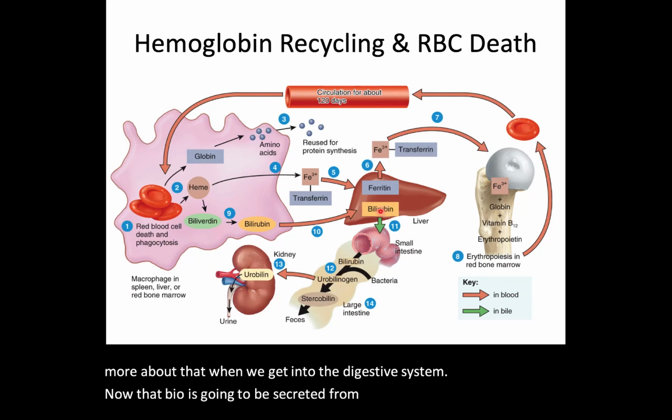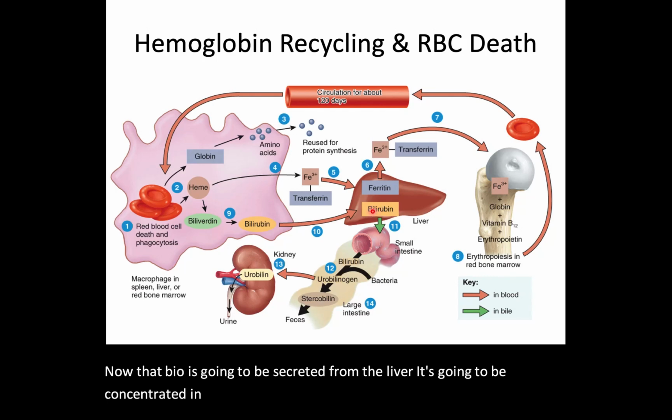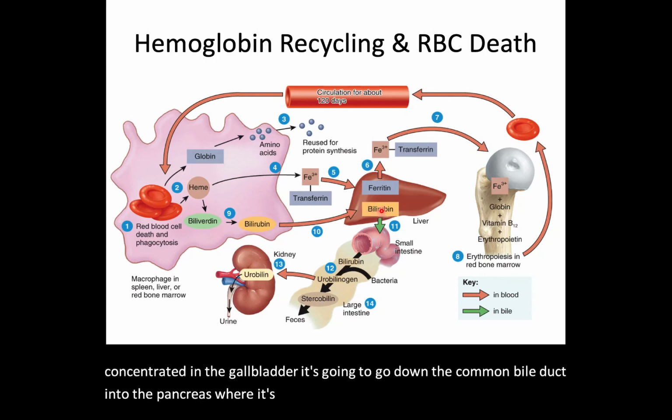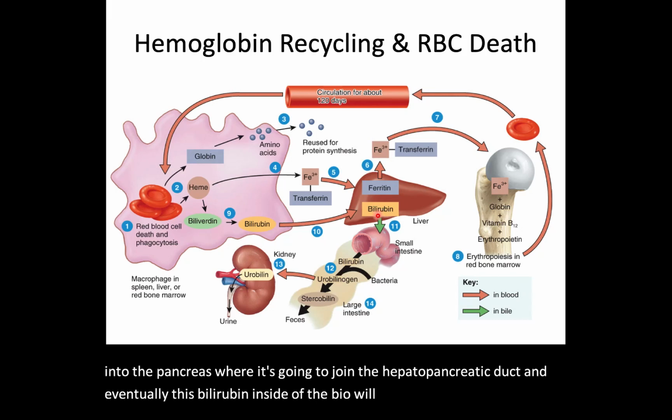Now, that bile is going to be secreted from the liver. It's going to be concentrated in the gallbladder. It's going to go down the common bile duct into the pancreas, where it's going to join the hepatopancreatic duct. And eventually, this bilirubin inside of the bile will be secreted into the small intestines.